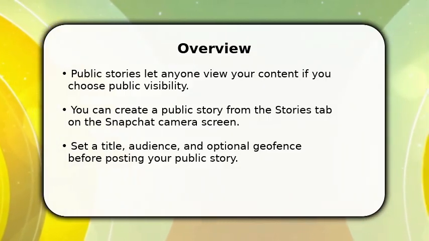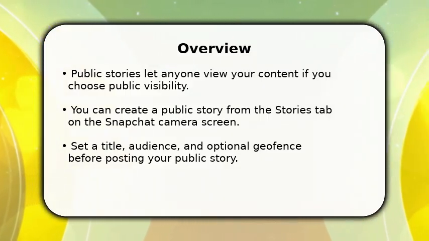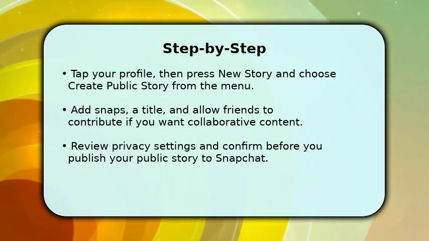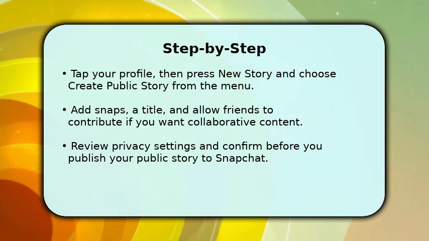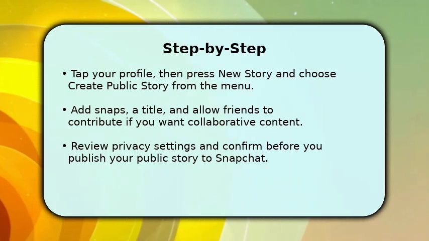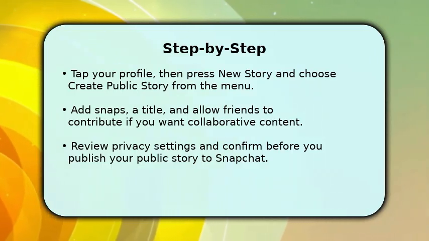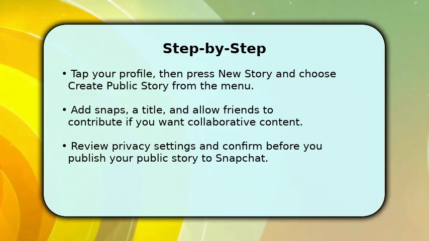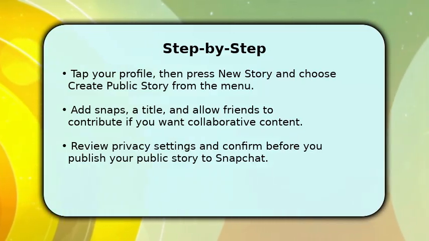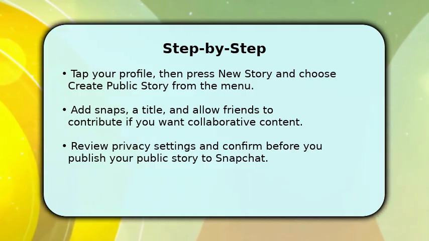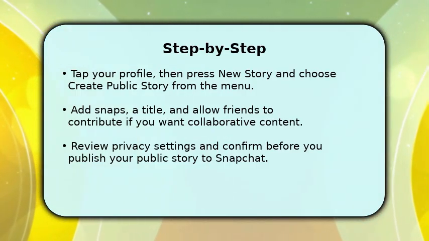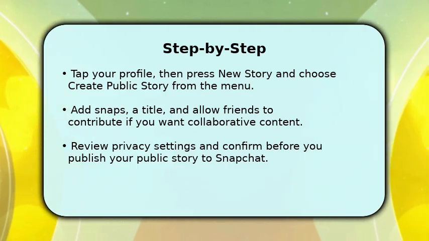I'll guide you through tips to keep your content safe and engaging while gaining more viewers. Start by opening your profile and selecting New Story, then choose Create Public Story from the options. Add individual snaps or videos, write a concise title, and decide whether friends can add to it. Double-check privacy options like who can view or contribute before you hit post. After publishing, monitor responses and remove any snaps if needed. I'll also share neat tricks to make your public story stand out and stay secure.